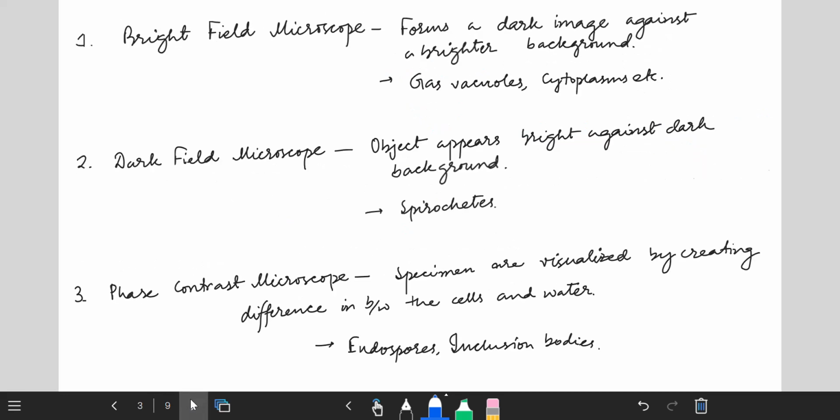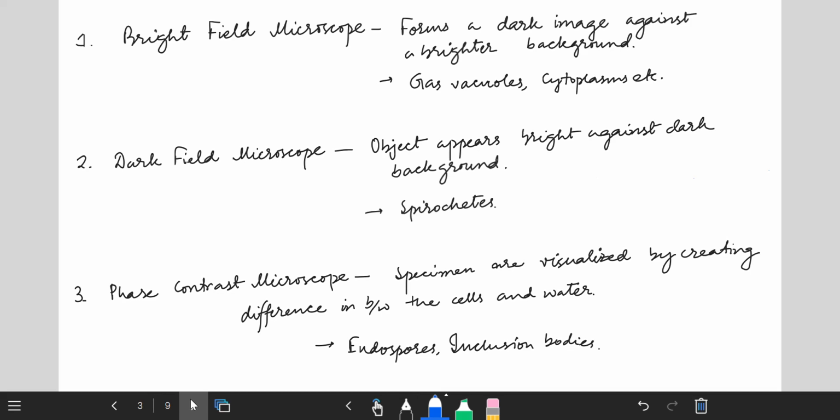Now what are the types of microscope? Bright field microscope forms a dark image against a brighter background, and gas vacuoles, nuclear materials, cytoplasm, pigments, etc. are studied under this kind of microscope. In dark field microscope, the object appears bright against a dark background, and this is made easy by using a special kind of dark field condenser. Spirochetes and unstained cells are identified by this kind of microscope.